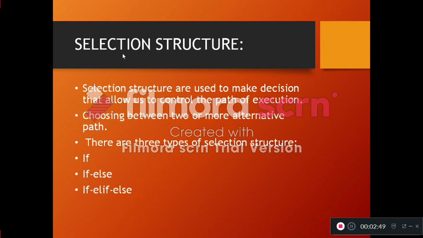Here are the types of selection structures. What are the types? The if statement, the if else statement, and the if elif else statement. Today we have only discussed the if statement and the if else statement, but I can teach you that as well. In C++ we call this else if, but in Python we call it elif. So firstly we can talk about the if statement.